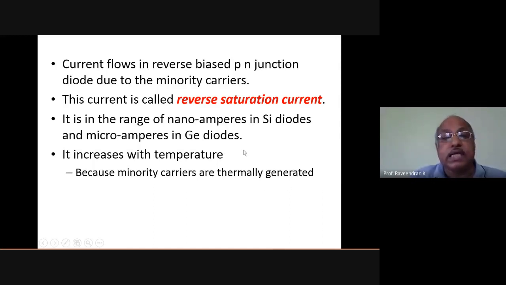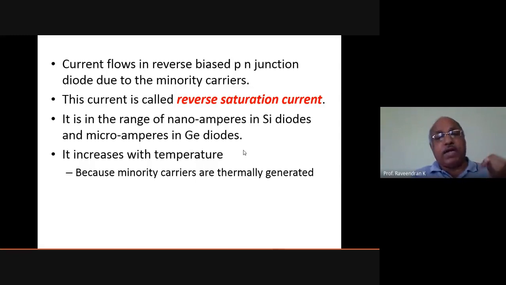We have already seen in the p-type and n-type semiconductor materials that the minority carriers generated in the materials are due to thermal generation. These thermally generated minority carriers cross the junction, producing a reverse saturation current or leakage current, which is of the order of nanoamperes in the case of silicon diodes and microamperes in the case of germanium diodes.